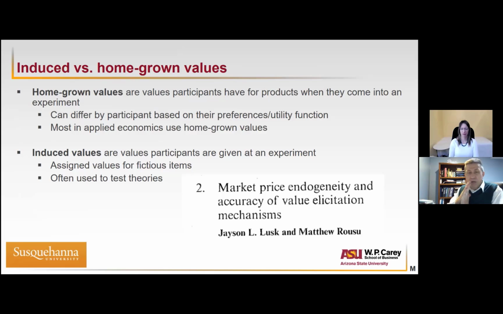I have a paper with Jason Lusk that was a book chapter, Market Price Endogeneity and the Accuracy of Value Elicitation Mechanisms. We did an induced value experiment to assess how the BDM mechanism performed, where the price for products in the BDM mechanism is chosen exogenously. It's just chosen by a random draw out of a bingo cage. How does that work versus, say, the second price in the random nth price auction? To do that, participants were actually given values for items. We said, okay, this item is worth this amount to you if you get it. That's an induced value experiment. Those can be used to test theories.